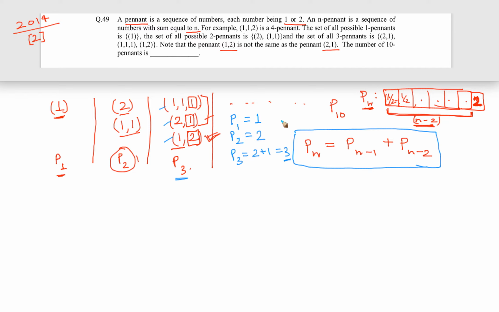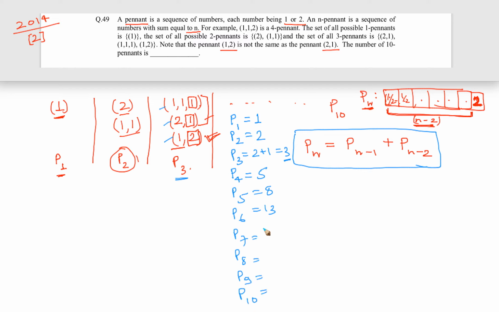In that same fashion, we have to continue and we can directly calculate what is P4, what is P5, what is P6. In that fashion we can calculate, right? So P4 is basically going to be 3 plus 2, which is 5. Okay, P5 is going to be 5 plus 3, which is 8. P6 is going to be 8 plus 5, 13. P7, P8, P9, and the answer which we have to give is P10.